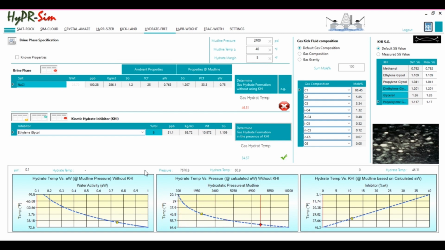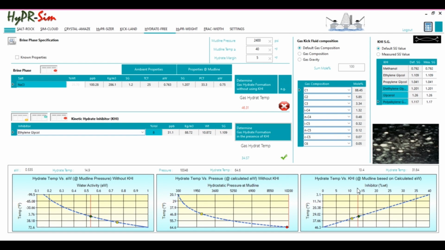Graphical analysis. 3 graphs are displayed at the bottom. 1. Gas hydrate temperature versus brine water activity. 2. Gas hydrate temperature versus mudline pressure. 3. Gas hydrate temperature versus KHI percentage by weight.